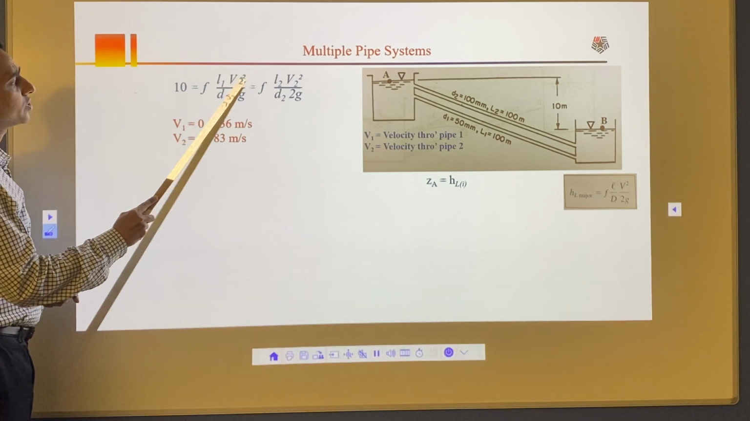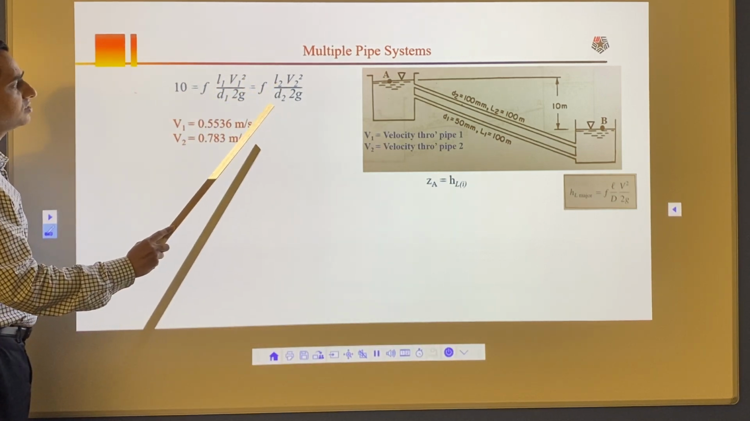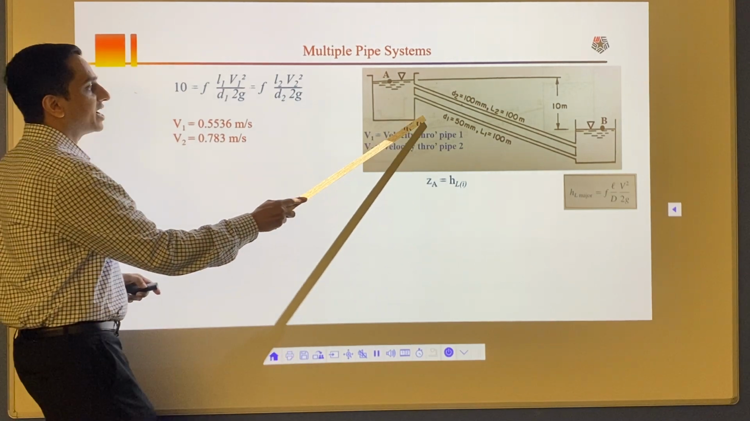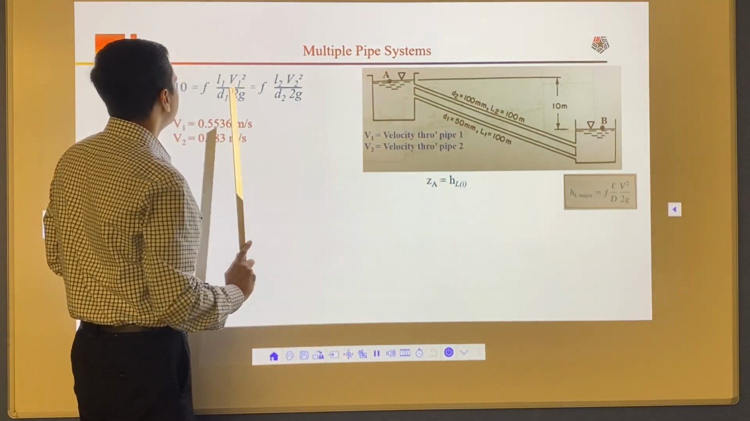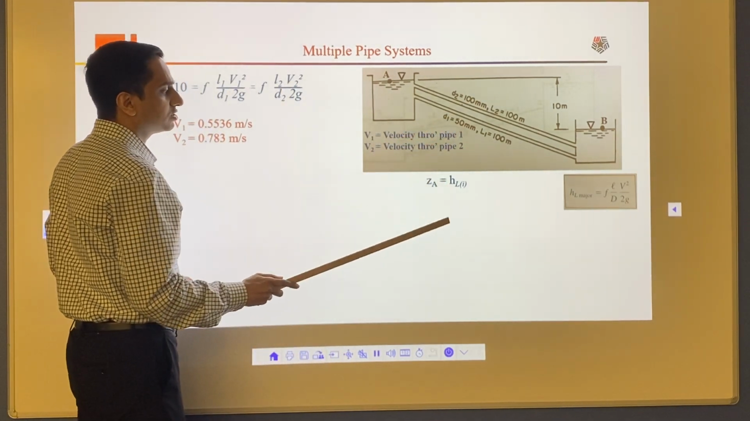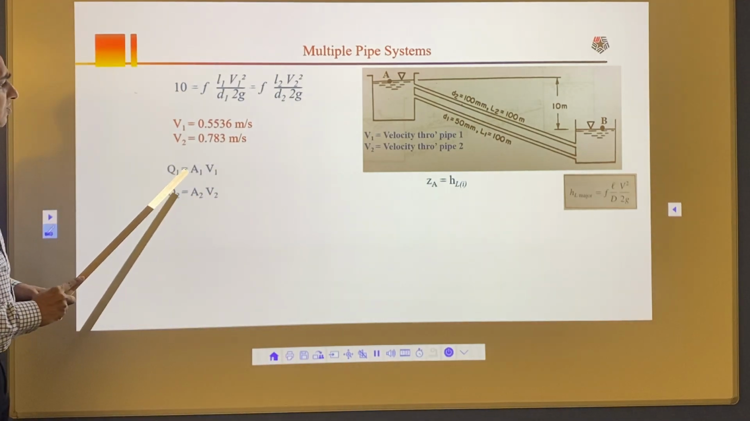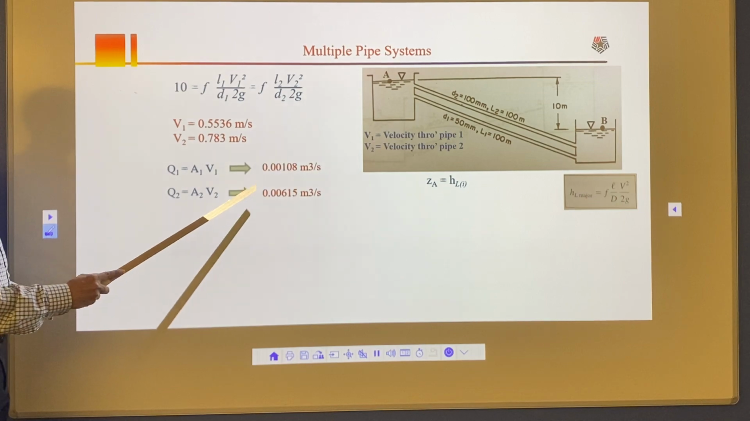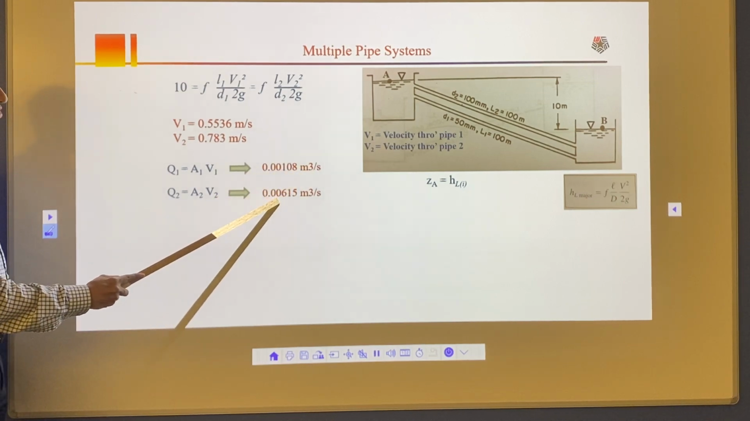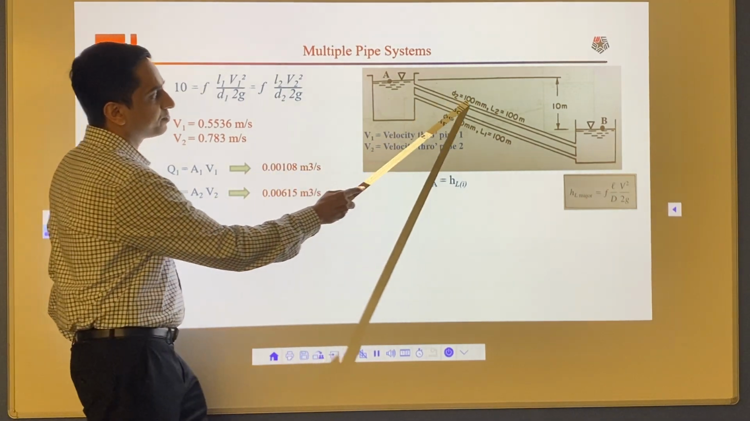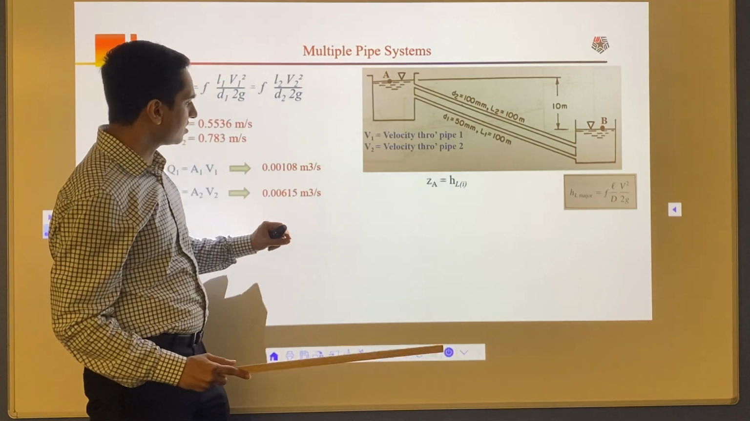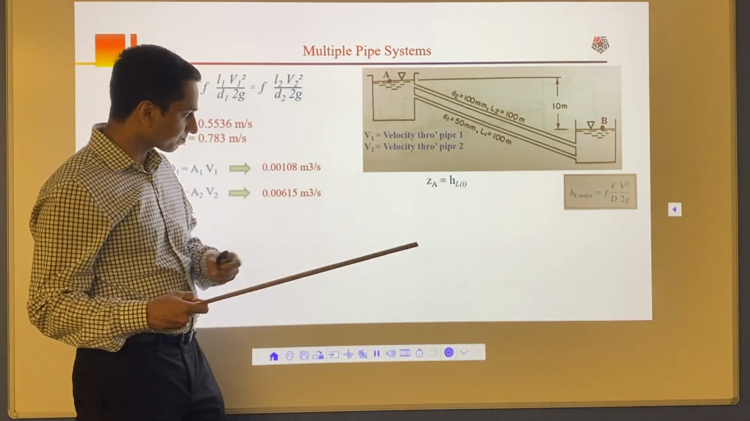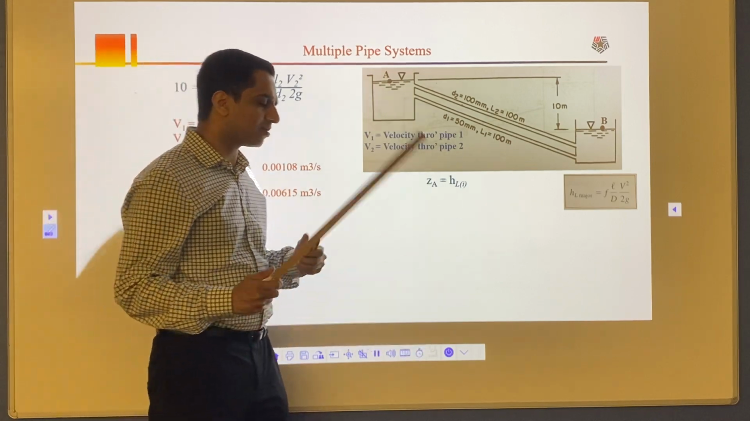So first, to get velocities, if you run this equation, you will get velocity as 0.5 and 0.7. So 0.5 here and 0.7 here. You get these velocities. Once you have velocities, you can calculate flow rate. Q1 is equal to A1 V1, Q2 is equal to A2 V2. Your flow rate gets 0.001 and 0.006. Of course, pipe 2 is bigger, so the flow rate is higher. And pipe 1 is smaller, so flow rate is relatively lower. That's the first part of the problem, get your flow rate.